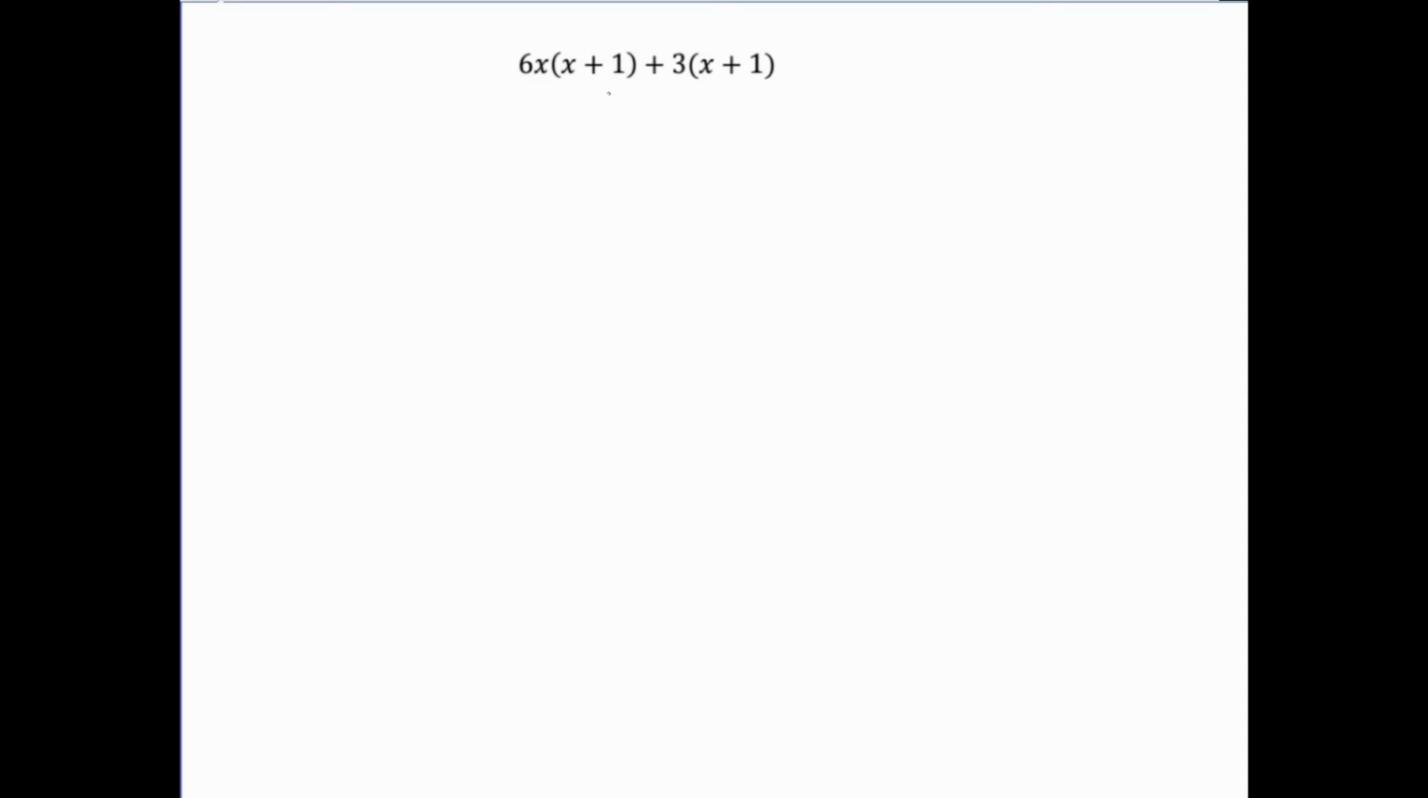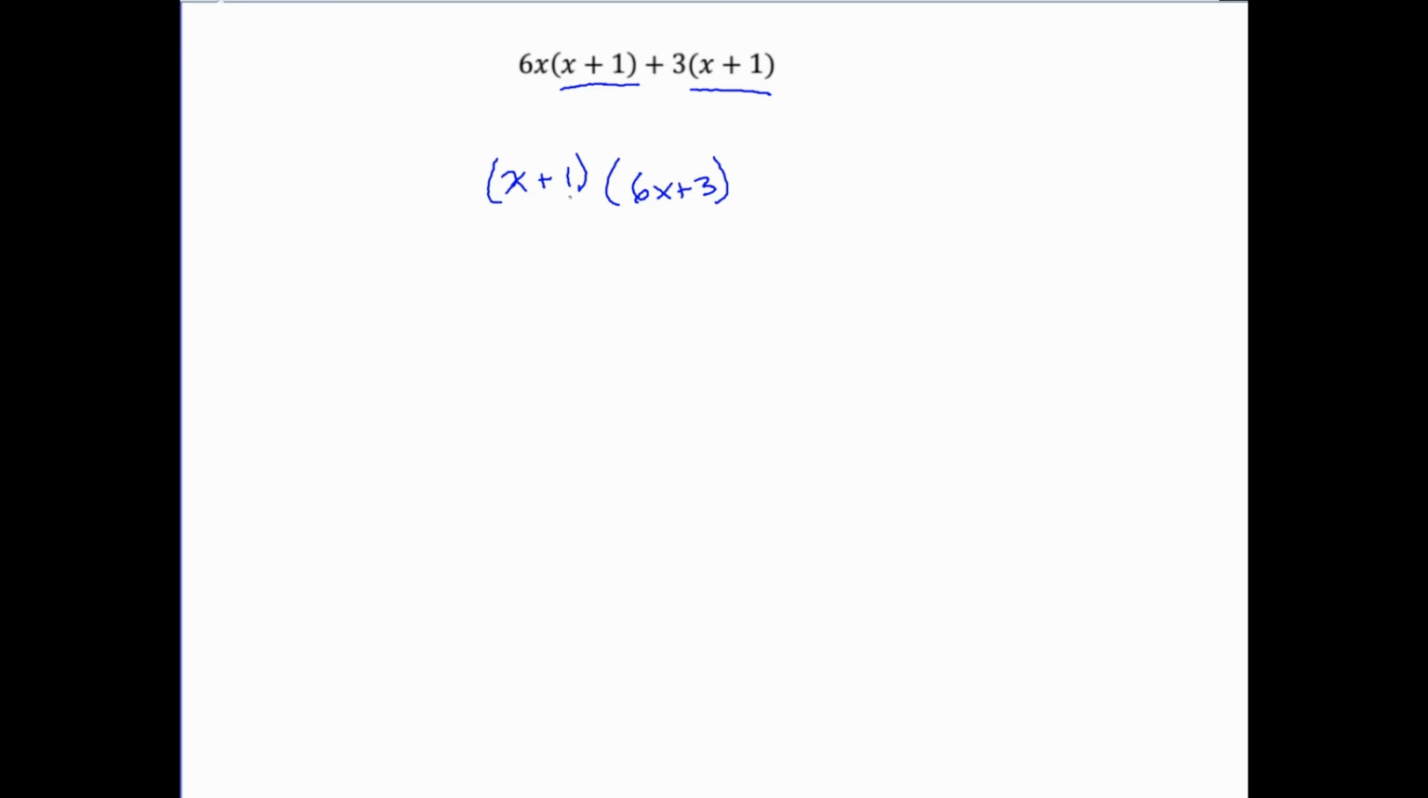So first thing I'm going to notice is, I see an x plus 1, and this one's also being multiplied by x plus 1. I'm going to take that out of both of them. I'm going to bring the x plus 1 out here. And so what's left over here? So 6x plus 3. 6x plus 3.